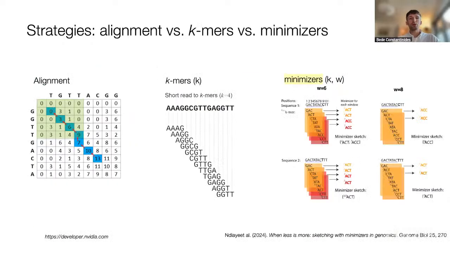So there are broadly two classes of approach to host depletion. Alignment is the go-to way to tell if two sequences are similar, but is compute heavy.